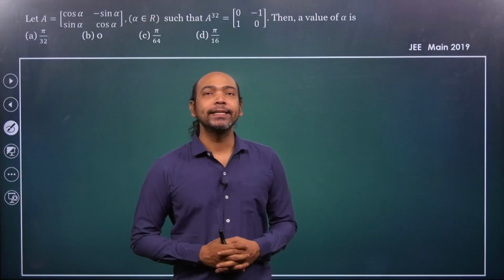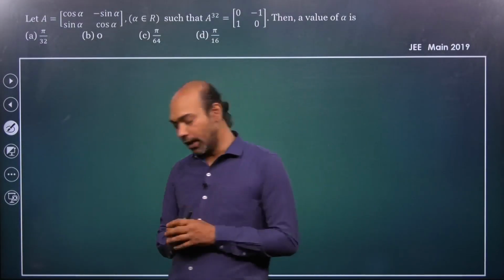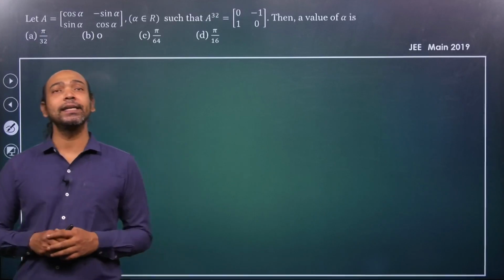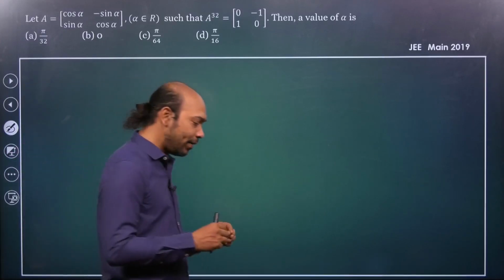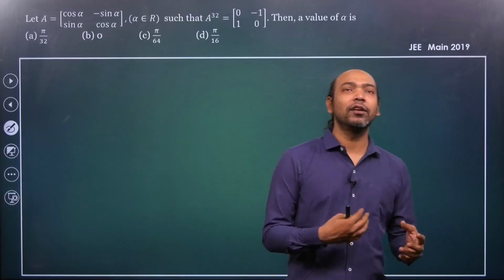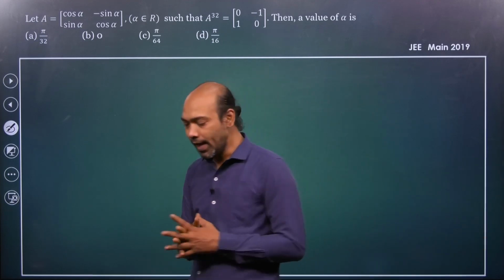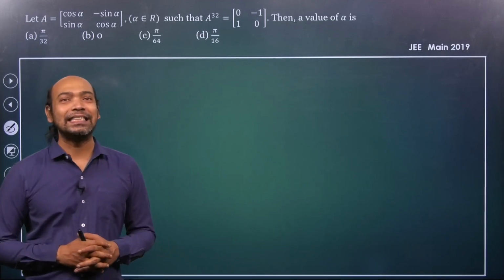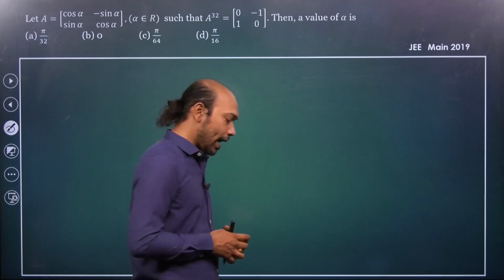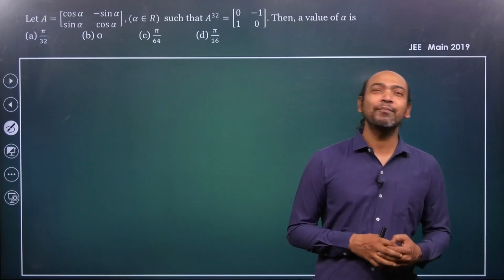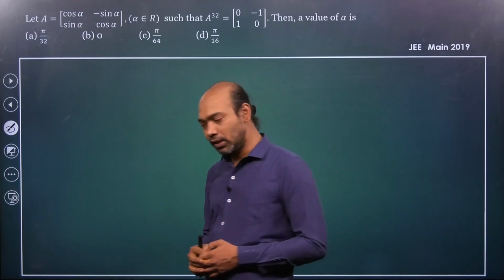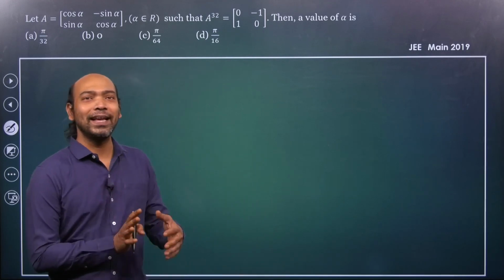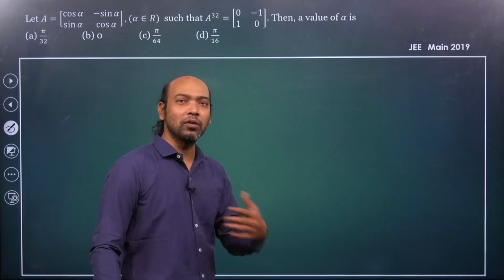Hi all. This is a problem which came in the year 2019 main paper. It talks about a matrix A with cos alpha, sin alpha and so on. But we need to find A^32, and obviously it's impossible to find A to the power 32 by multiplying A 32 number of times, or maybe close to that.